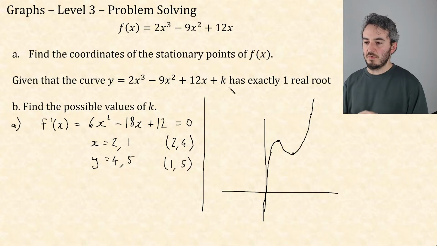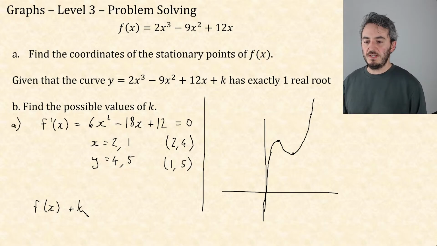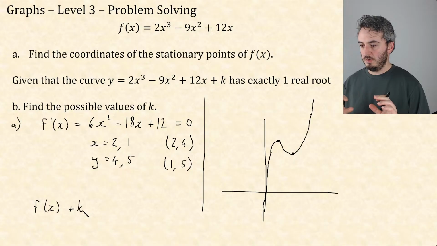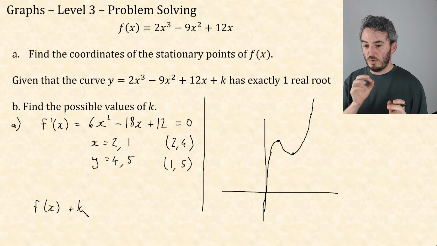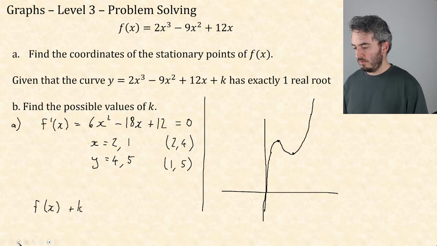But then we've got this transformation, and what is that? Well, that is just f of x plus k. So that is a translation in the y direction. Now, we want to guarantee that when we move this up and down, we'll only have one real root. So what you need to be thinking is, where could I ever not have one root? At the moment, I've got one real root. If I slide it down enough, I'll start getting more roots.